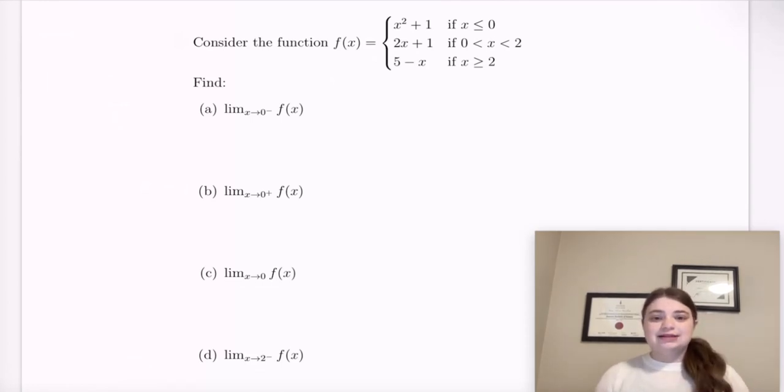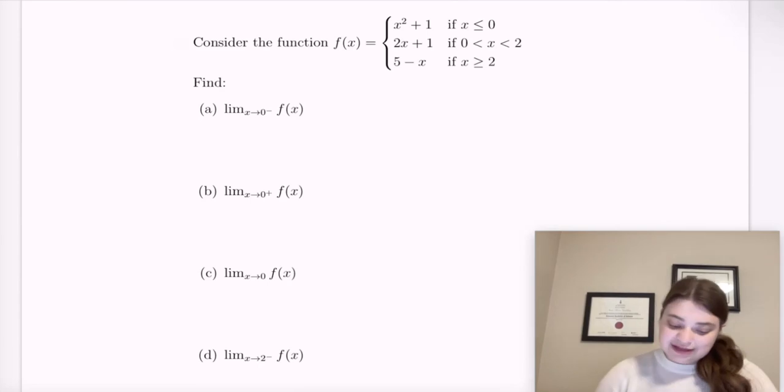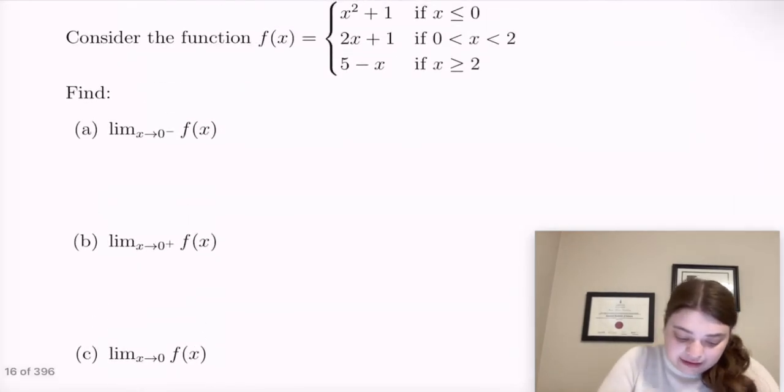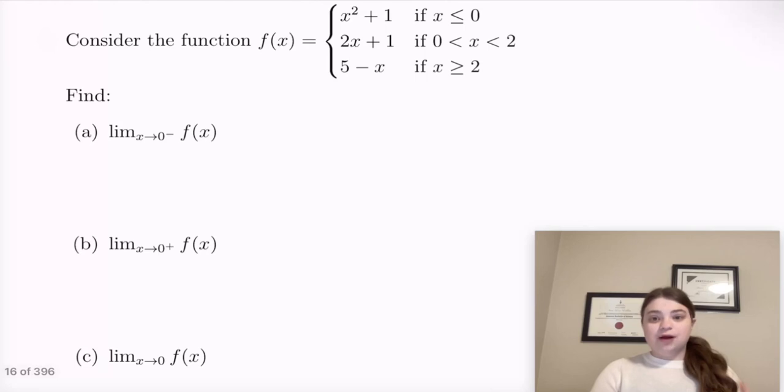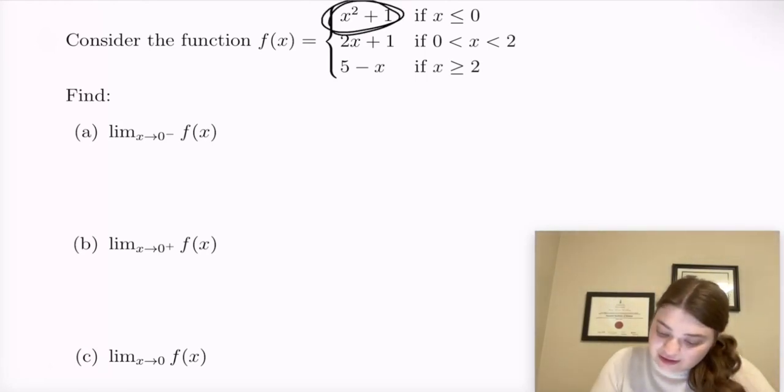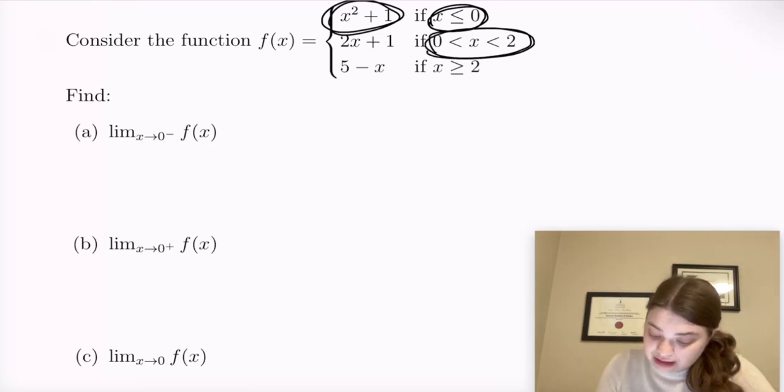So the first one asks about the limit as x approaches 0 from the left. We can tell it's from the left because of the little minus right there. Okay, so if we're approaching 0 from the left, we're going to be using this equation here, right? Because notice that this is for x being less than or equal to 0, and then for between 0 and 2, we have this new equation here, okay?